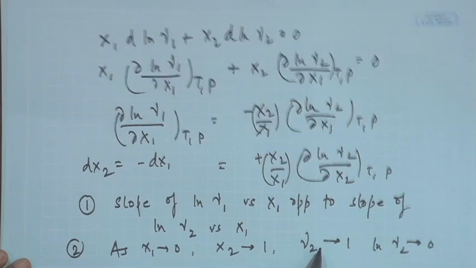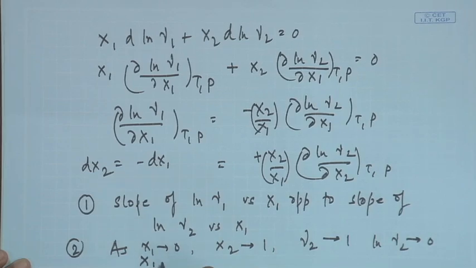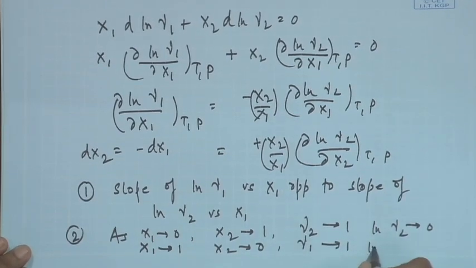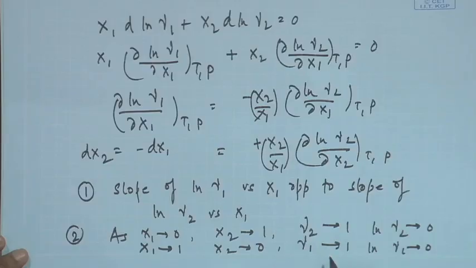So, therefore, what do we see? When we are plotting gamma 2 versus x1, then at x1 equals 0, gamma 2 becomes equal to 1. And similarly, at x1 tends to 1 or x2 tends to 0, gamma 1 tends to 1 and ln gamma 1 tends to 0. Quite natural, whichever component is in excess, gamma 1 tends to 1 at x1 tends to 1 and gamma 2 tends to 1 at x2 tends to 1.